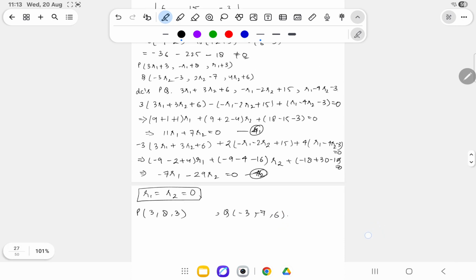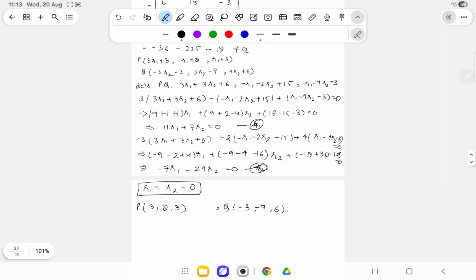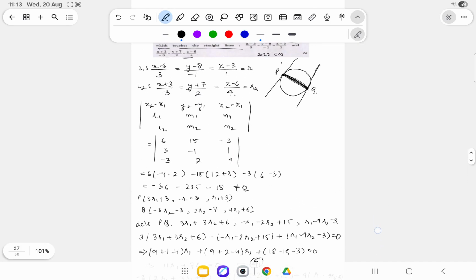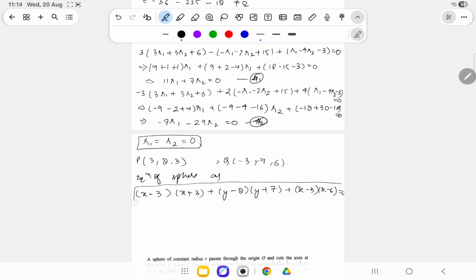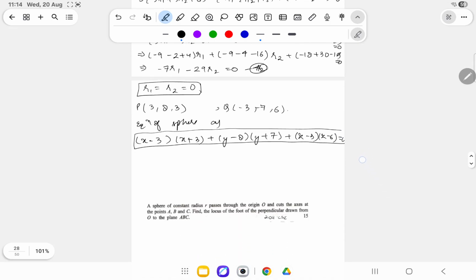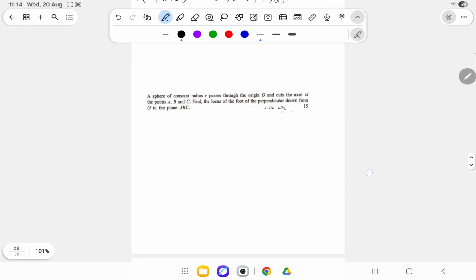And we have a direct formula to get an equation of sphere of which two diametrically opposite ends are given, and that is basically upon the idea that it makes angle 90 degree with this. So using that, we'll get equation of sphere as x minus 3 into x plus 3 plus y minus 8 into y plus 7 plus z minus 3 into z minus 6 equals to 0. So if we simplify this, we'll get the required equation of sphere, or you can just leave it here for the time being. So this is basically the required equation of sphere.